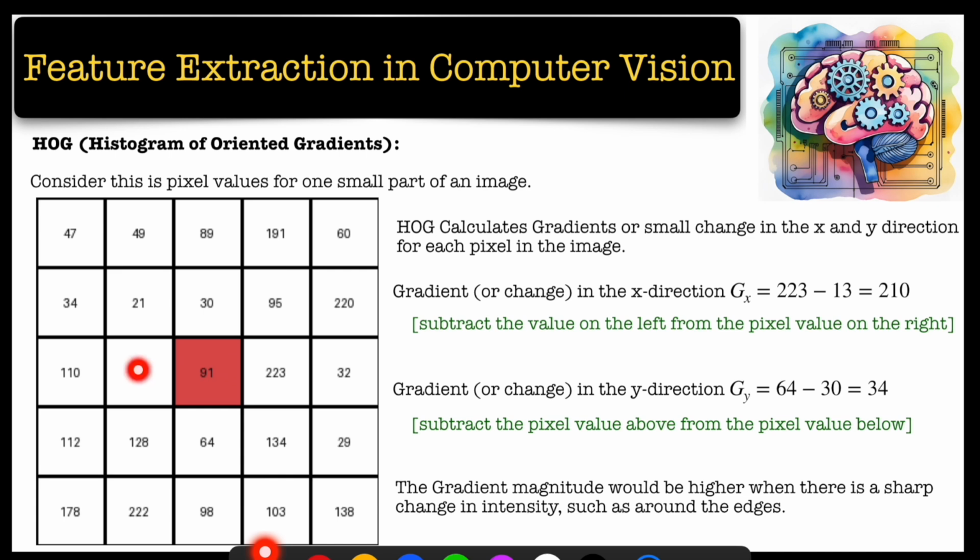So you see here this pixel. On the left side we have 13, which is a darker pixel. Then 223 is a very bright pixel, right? So from darker to brighter, the intensity is changing rapidly, right? That is what we are trying to calculate. The gradient magnitude will be higher when there is a sharp change in the intensity, and that means there will be some edge, this pixel is contributing to some edge.